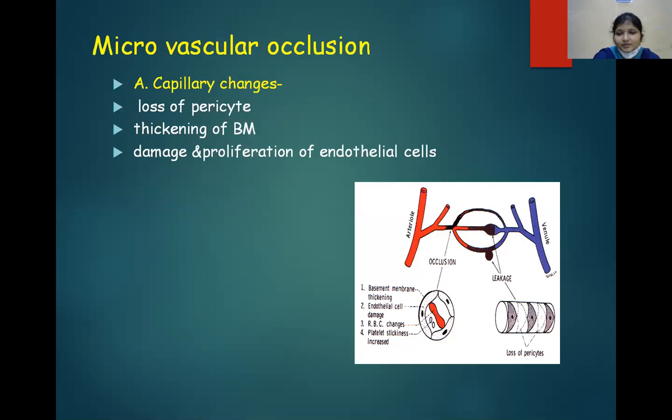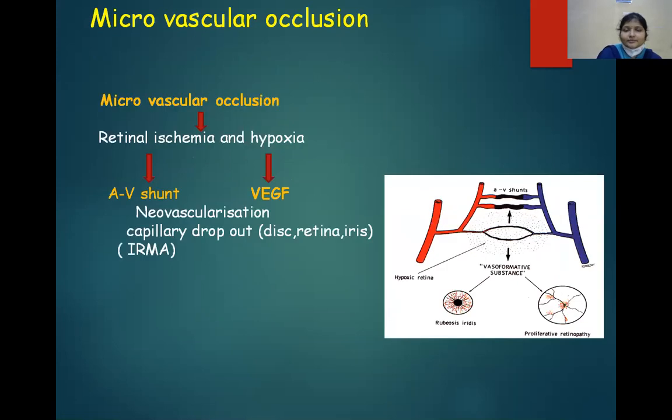Here you can see this is the capillary. This is also the capillary, and what are these pericytes? These pericytes surround the vascular endothelium, and in diabetes we see loss of the pericytes and thickening of the basement membrane, and there is damage and proliferation of the endothelial cells. Because of the microvascular occlusion, there is retinal ischemia and hypoxia. Because of decrease in the blood supply, there is hypoxia of the retinal tissue.